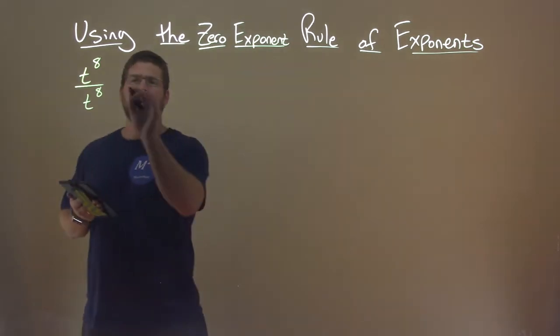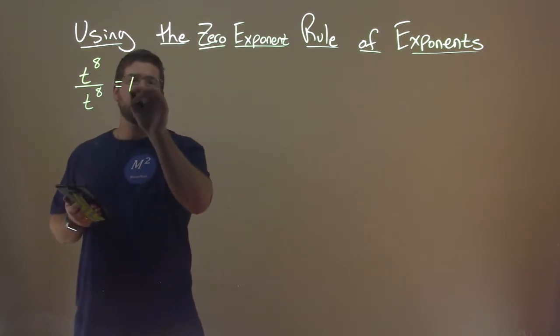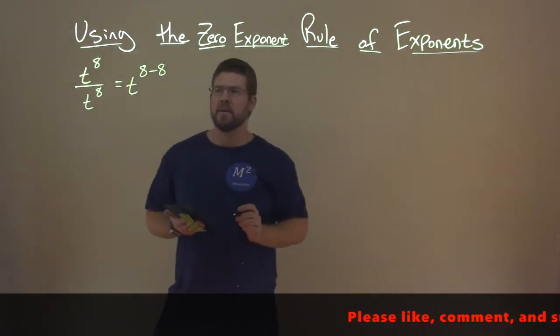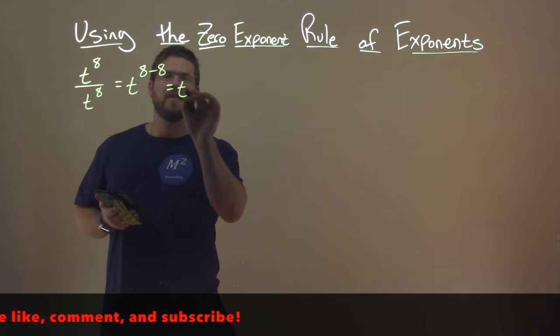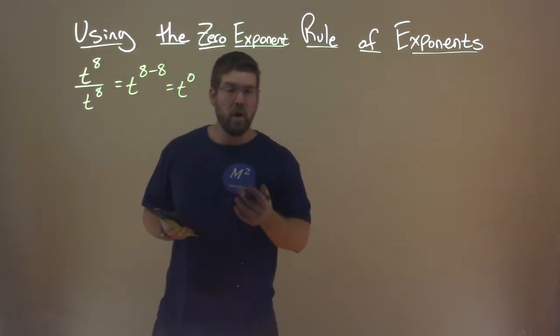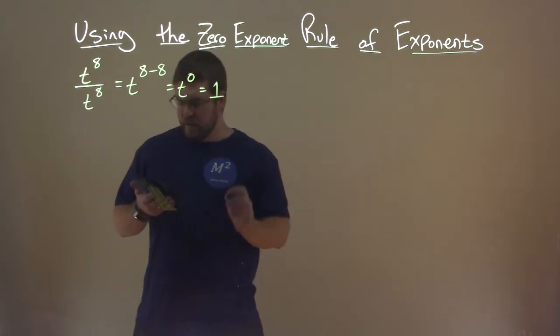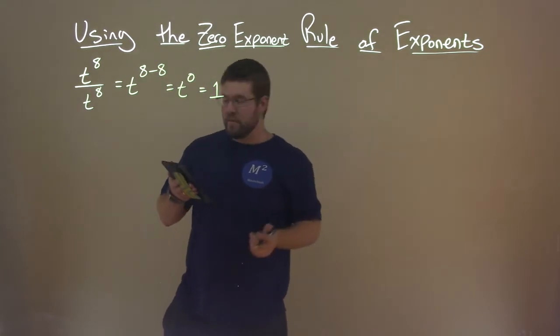Well, we know by our quotient rule of exponents that we have the same base. This is t to the 8 minus 8th power. Well, 8 minus 8 is 0. So we have t to the 0 power, and now, well, it's just 1, right? Anything to the 0 power is 1. So now we can apply, or learn, the zero exponent rule of exponents.